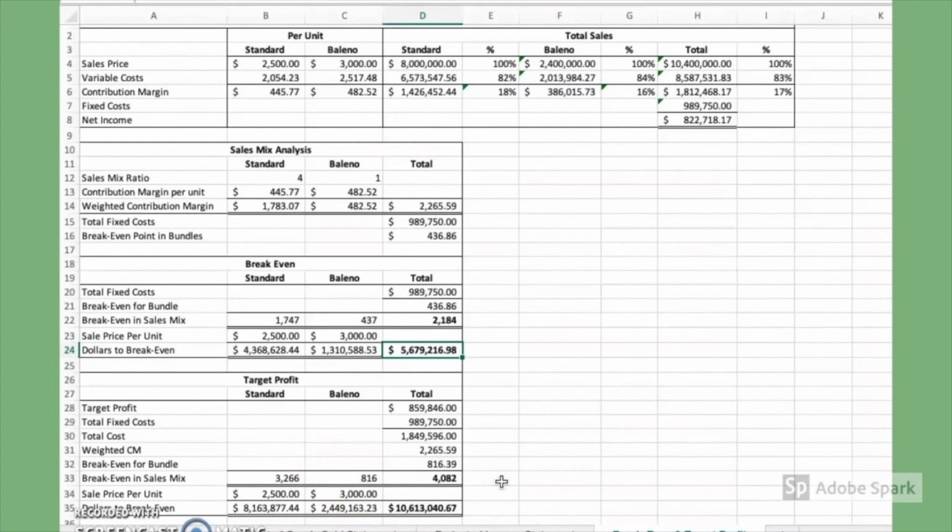Once again, we multiply these by our selling price, and we get our dollars to reach our target profit. In order to reach our target profit, we must sell $10,613,040.67.